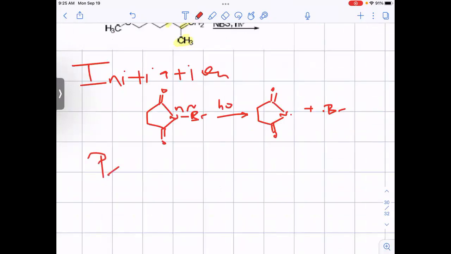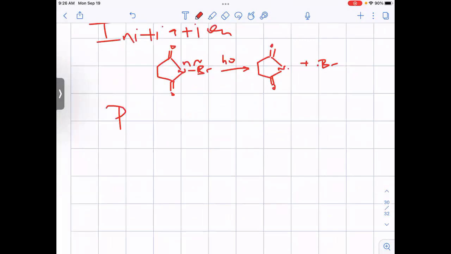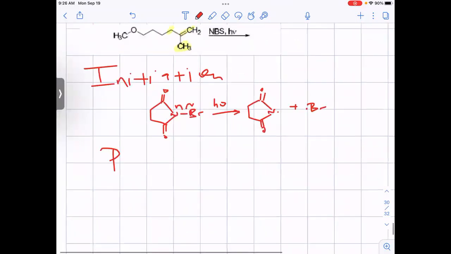Propagation. I don't know why the screen is acting like this. I'm just going to put P. It's in the notes from Friday, so I'm just going to abbreviate it. So in the propagation step, that's when I take my radical and my starting material. Let me redraw it right quick, and that bromine is basically going to find those allylic sites and operate on them.